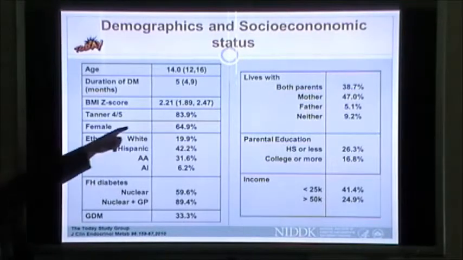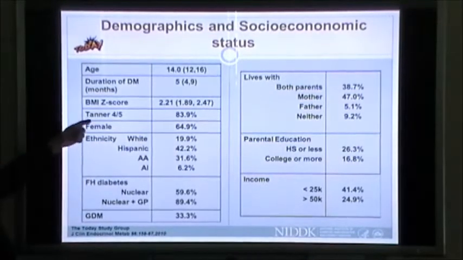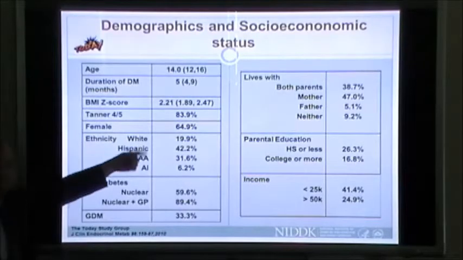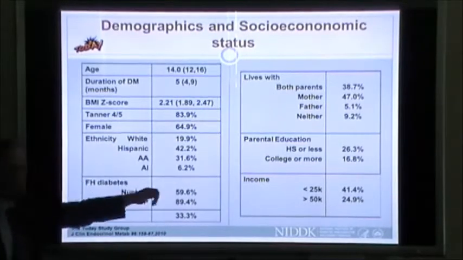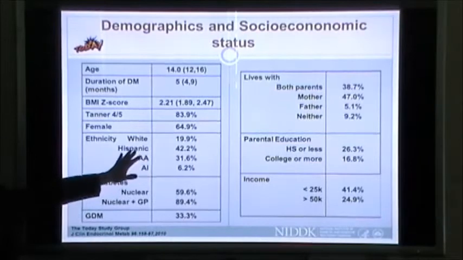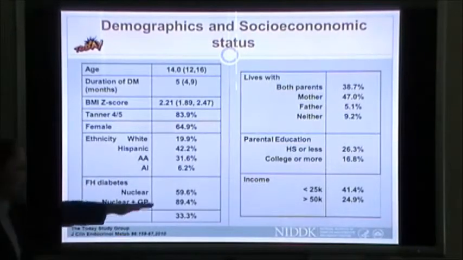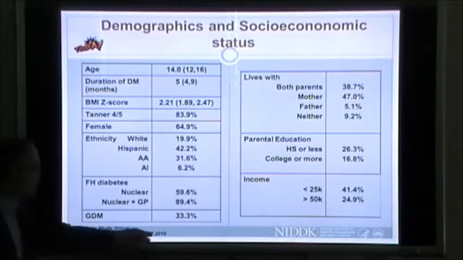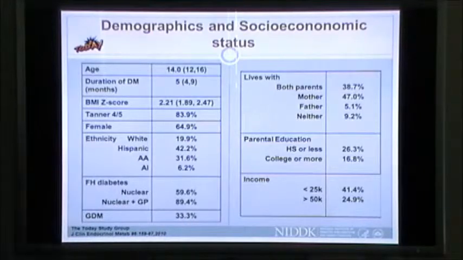They were obese, Z-score of 2.2. They were all pubertal. They were predominantly female. Ethnic distribution is meaningless because we sort of picked it based on the census. A lot of family history of diabetes. About 30% of the kids were born to a pregnancy complicated by gestational diabetes.